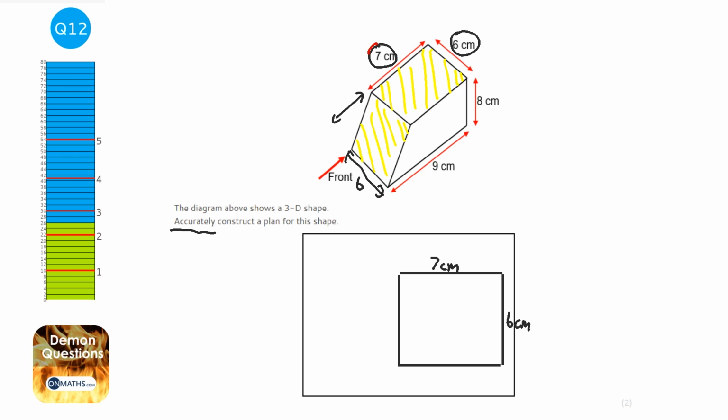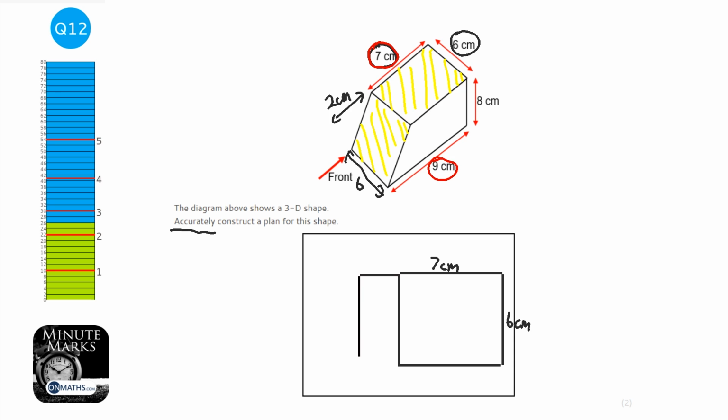Well, if this one here is 7 and this one here is 9, what's left over? Well, there's 2 centimetres left over. So it's going to be 2 centimetres in width. So 2 centimetres there. And this one obviously is going to be 6 centimetres, the same as the right hand one.